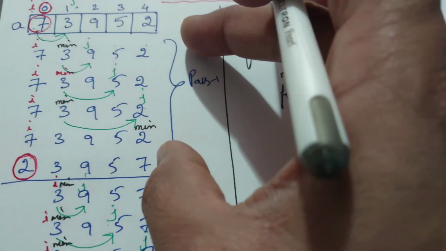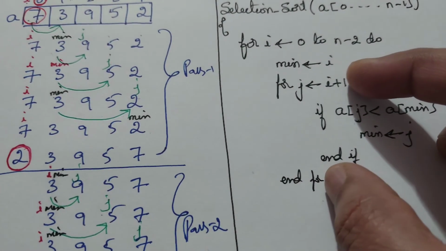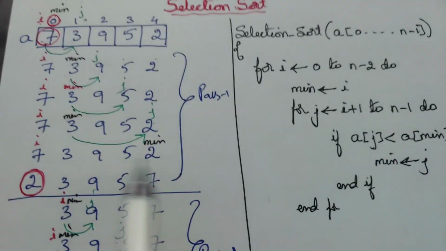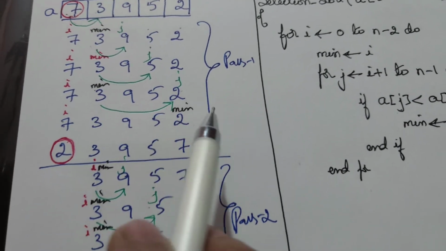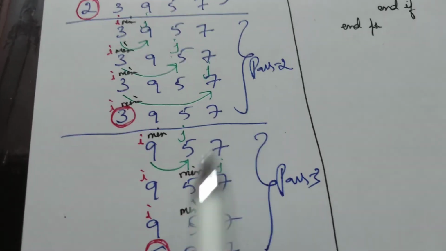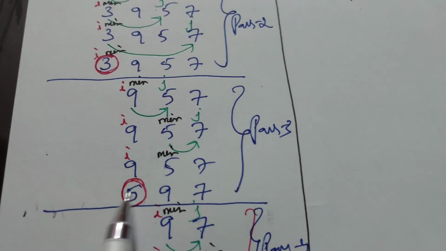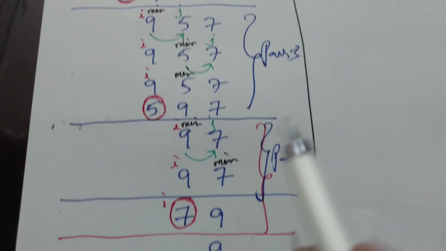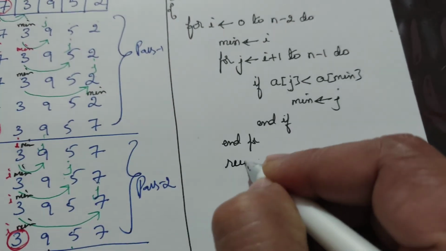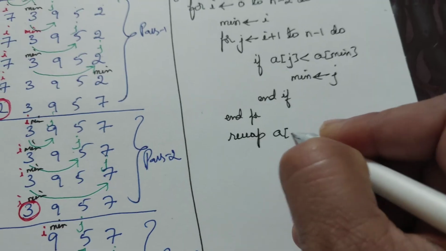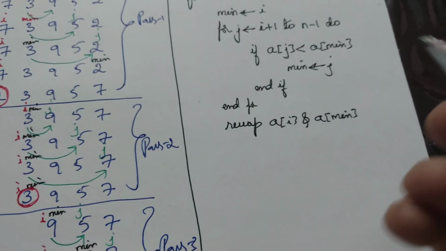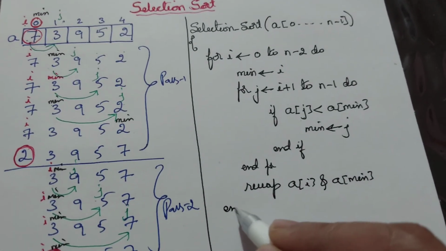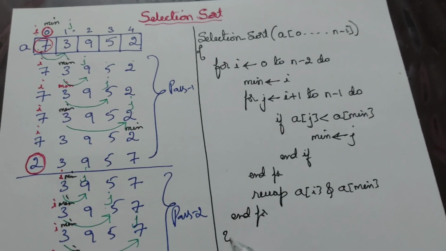That means after checking all the compared elements in one pass, after coming out of this for loop, we have to do what? At the end, we swapped the ith element with the min element, see these two, 5 and 9. So we need to swap A of I and A of min. Then end of for. That's it, the algorithm.